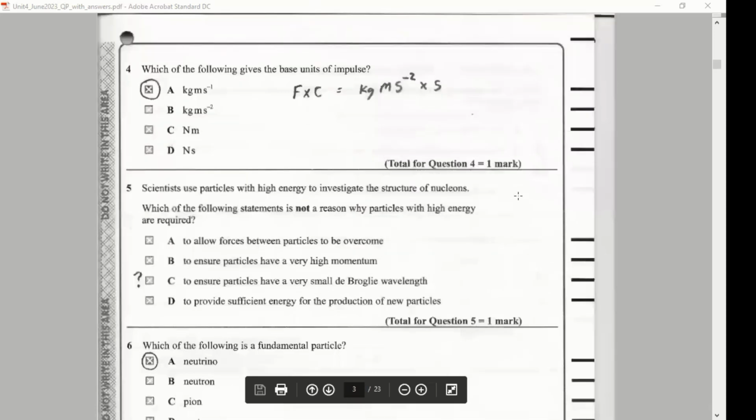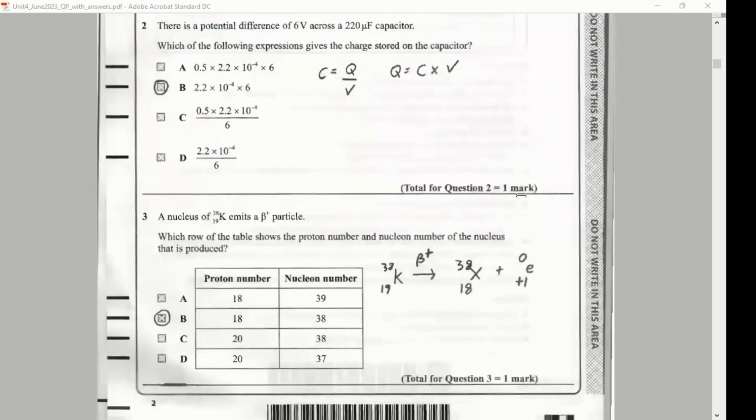Question 3. A nucleus of potassium-38 emits a beta plus particle. Which row of the table shows the proton number and the nucleon number of the nucleus that is produced? You should all know that in both beta minus and beta plus decay, all that's happening is that either a proton is turning into a neutron or a neutron is turning into a proton. The nucleon number remains unchanged, so it'll definitely be 38.